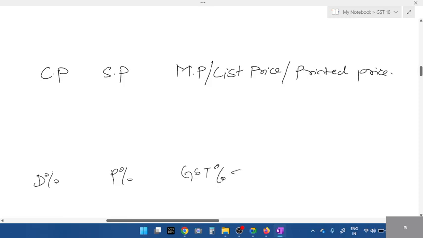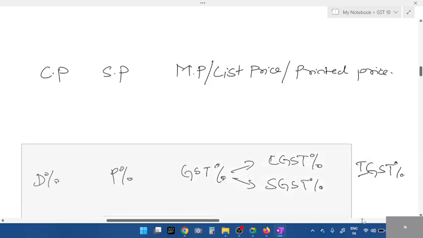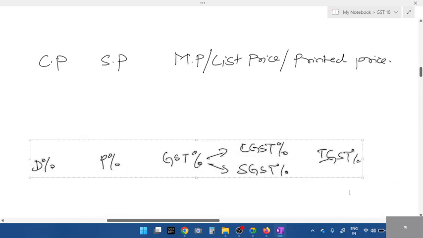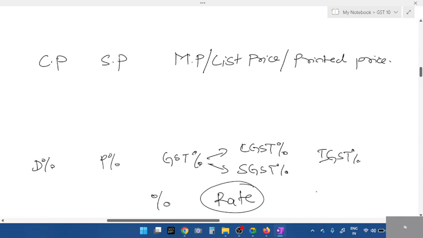In GST, it can be IGST, CGST, SGST percentage, or IGST percentage. See, these four will always be in percentage. Remember, it is always in percentage, students. Discount, profit, GST, IGST. Sometimes the other name for percentage is rate. This is the other word you'll have to remember. So they'll tell you to find the discount rate or the GST rate. The meaning of all this is percentage.